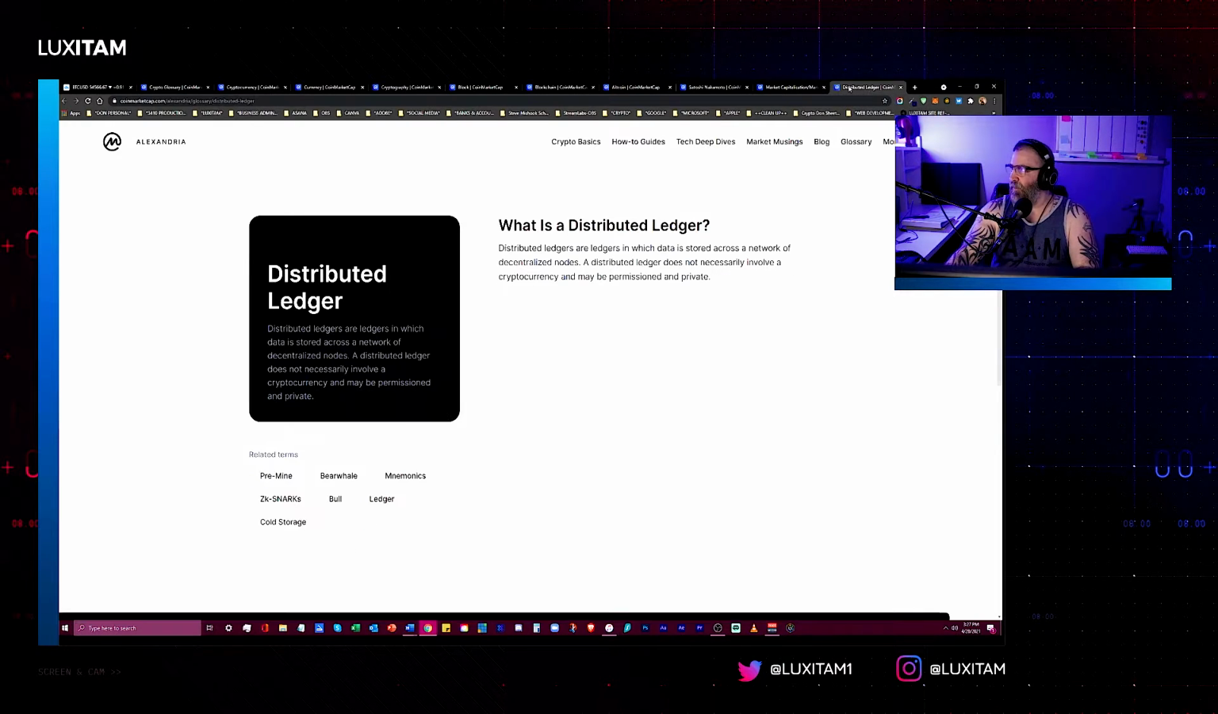Distributed ledger. Distributed ledgers are ledgers in which data is stored across a network of decentralized nodes. A distributed ledger does not necessarily involve a cryptocurrency and may be permissioned and private. So a distributed ledger, how do I explain this the easiest way, even for me to understand? Distributed ledgers are basically the decentralized nature of it: there's no one-stop shop hub of all the information or the data for any particular platform or token.